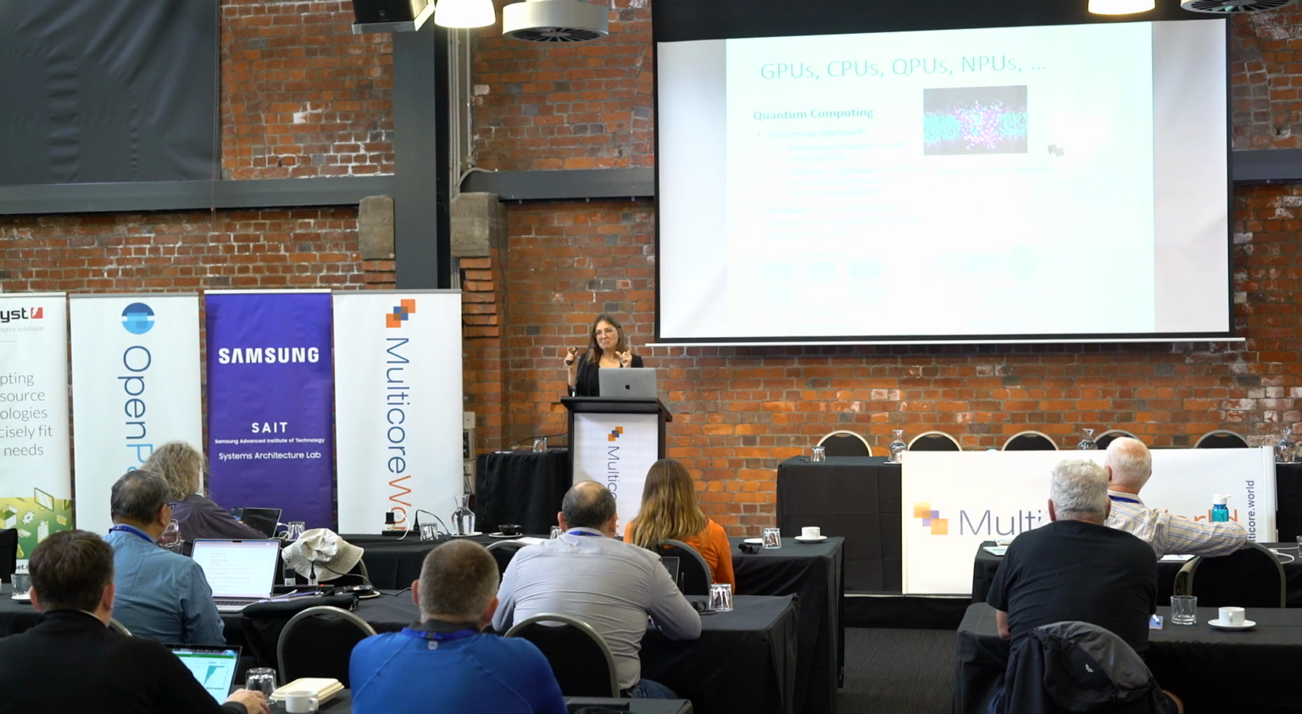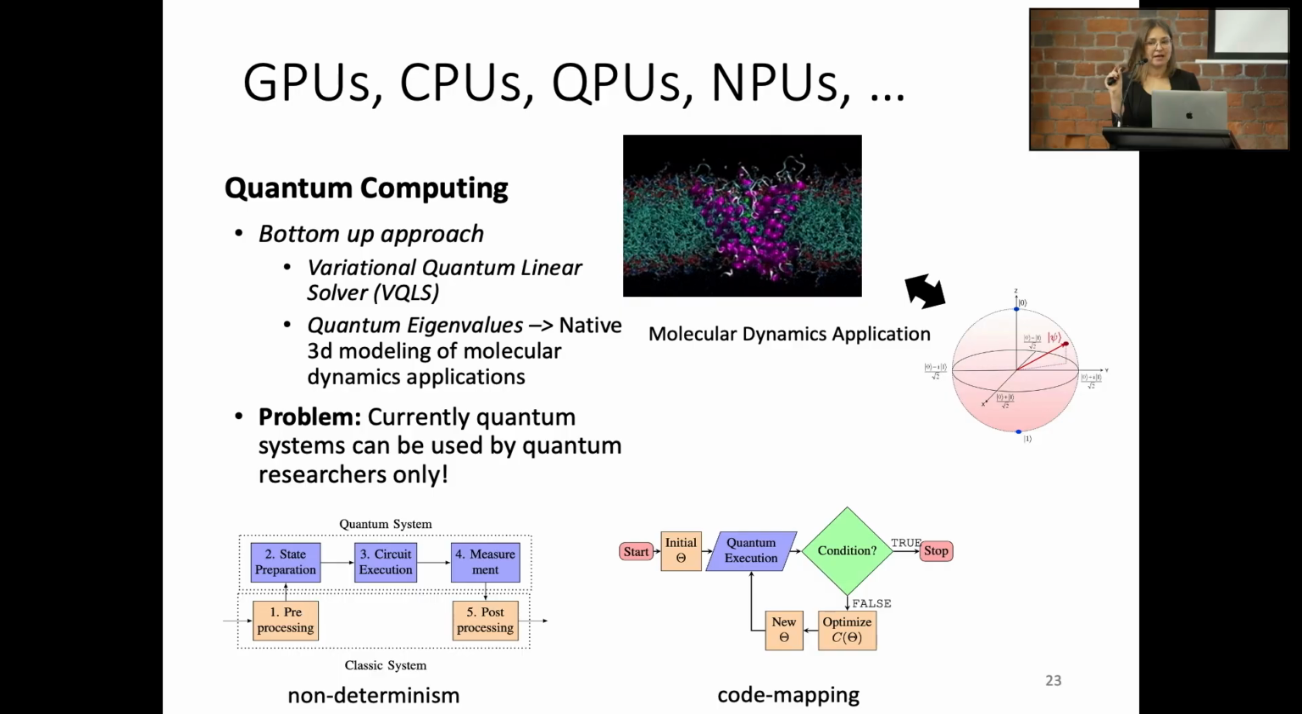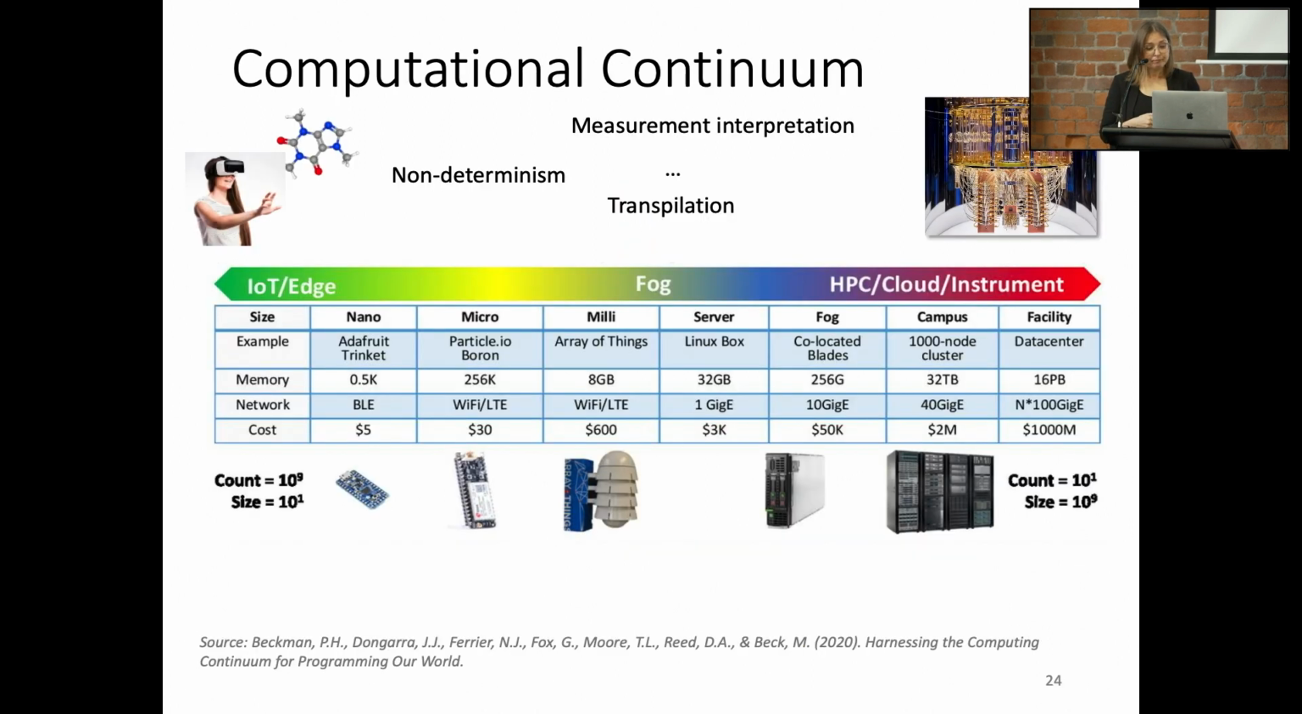So you have to try to map it and minimize the error. Right? So it's a kind of an iterative approach where you try to create a cost function that minimizes the error of mapping your piece of code to the quantum machine. Right? And there are already major algorithms that help us to do that. We have variational quantum linear solvers, and we have quantum eigenvalues that facilitate us to do the native 3D modeling of, in particular, molecular dynamics.